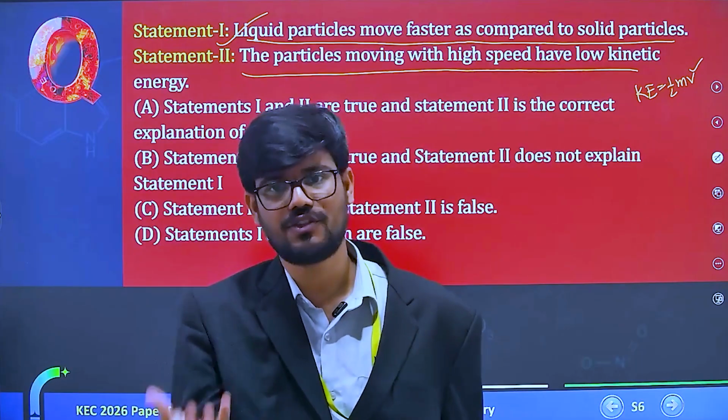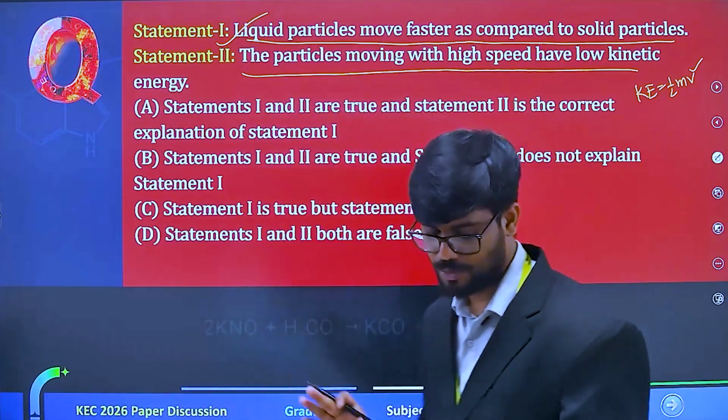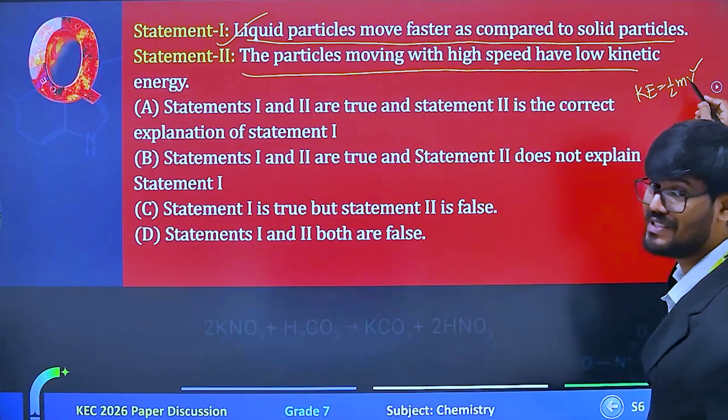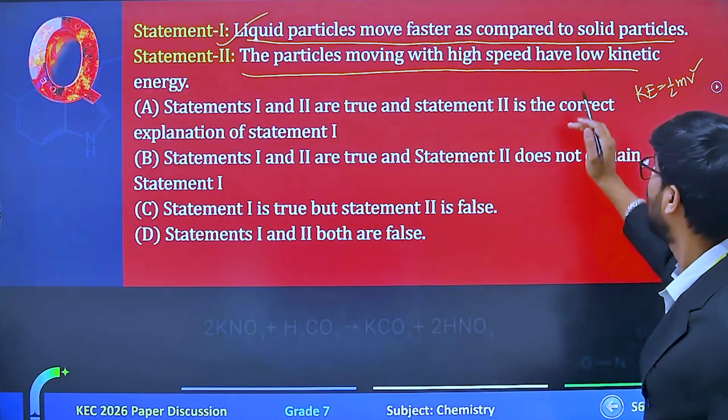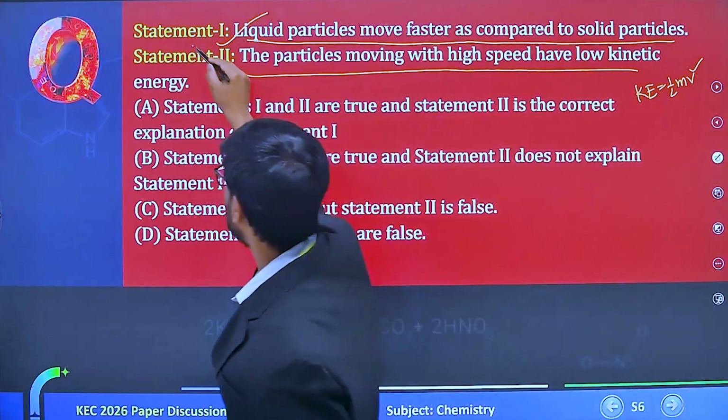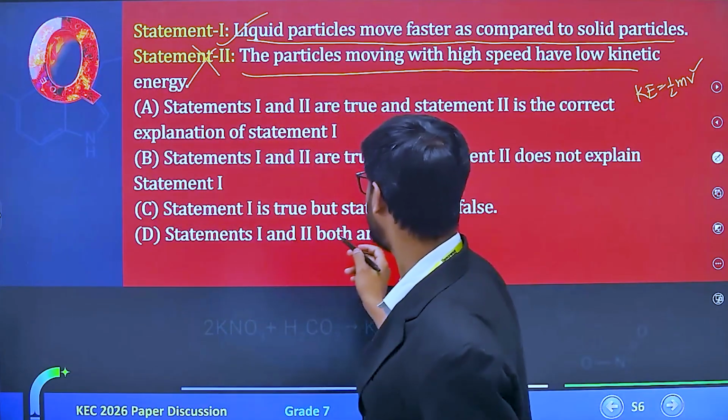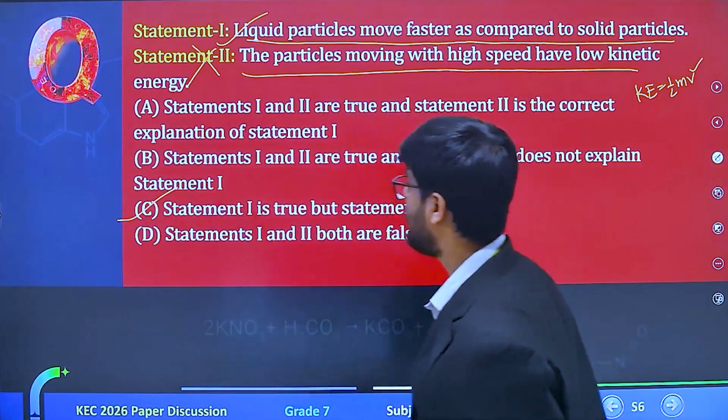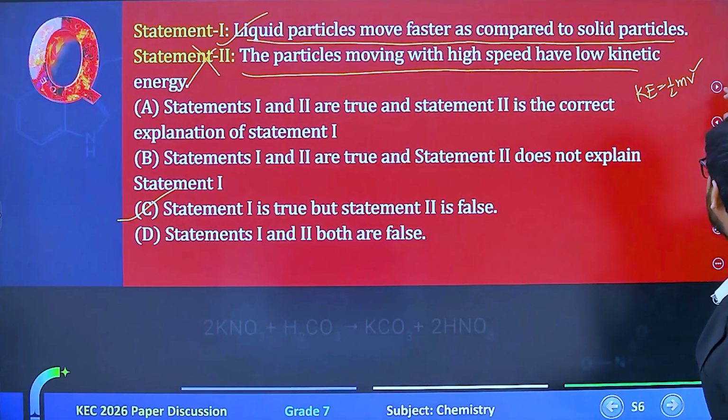If kinetic energy is more, velocity will be more. Same thing, in proportion: if velocity is increasing, kinetic energy will also increase. So statement 2 is saying the opposite thing, so statement 2 is wrong. 1 is correct, 2 is wrong. Which one? Option C. Statement 1 is true, the second one is wrong.